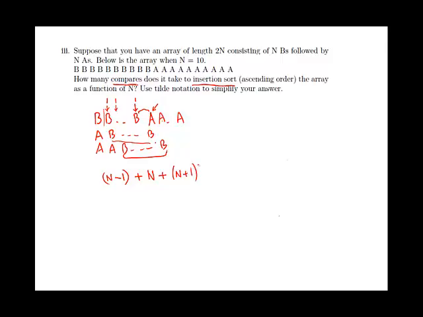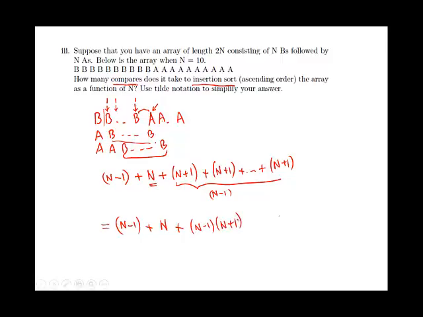Now, if you make the same argument, you will realize that the next one also requires n plus 1. And if you continue to go, the final one will also require n plus 1. So this is the cost of inserting the first a. These are the cost of inserting the other n minus 1 a's. So in total, we would have done n minus 1 plus n, and then you have n minus 1 of n plus 1. So that means n minus 1 times n plus 1, and we claim this is going to be n squared. So that's going to be the complexity of sorting an array like this using insertion sort.